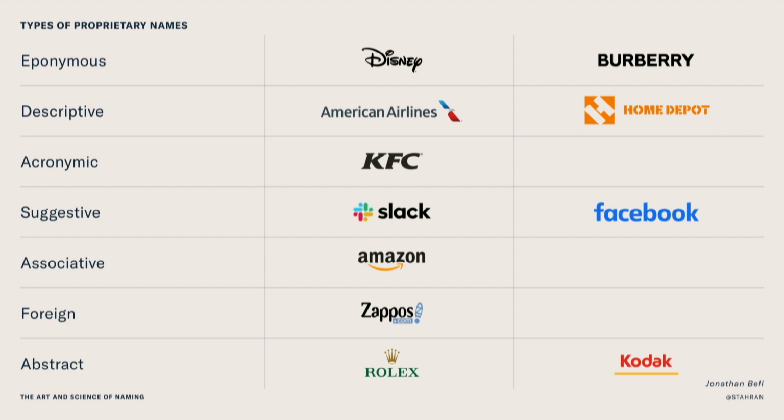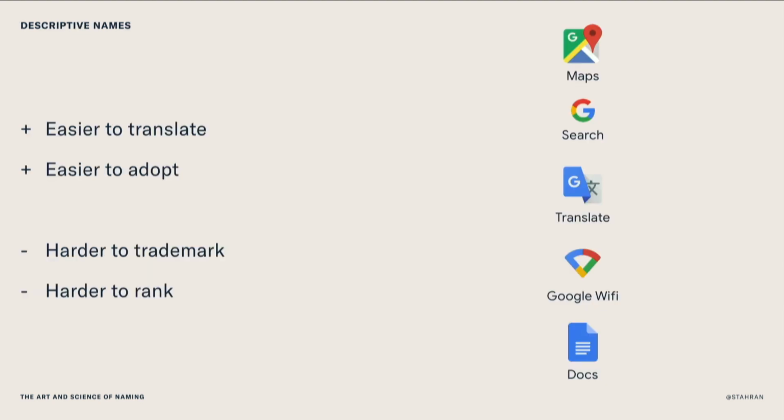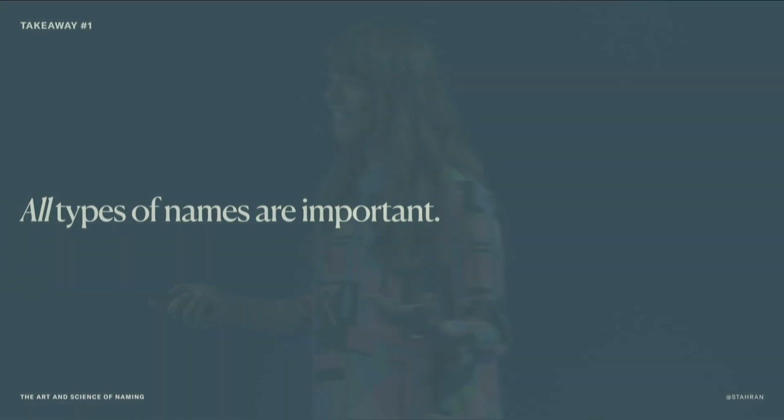Recently, there's been a big trend toward suggestive and descriptive names. So for example, Google names all of their products using this kind of naming convention. The names of their products are literally exactly what you're getting out of them. These names are really easy to translate, they're really easy to adopt, they require almost no explanation, but at the same time, they're really difficult to own because these are words that basically everyone is using in their day-to-day conversations. But in the end, again, pros and cons to all of these different types of names.